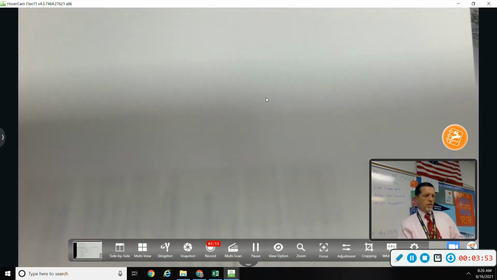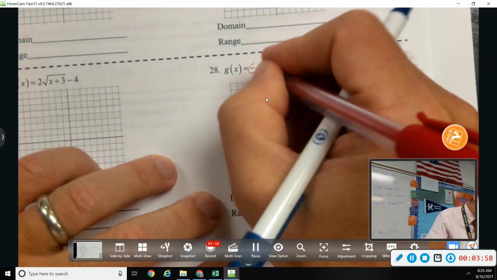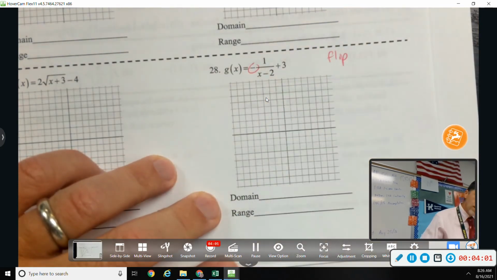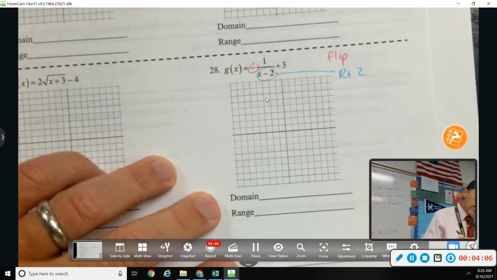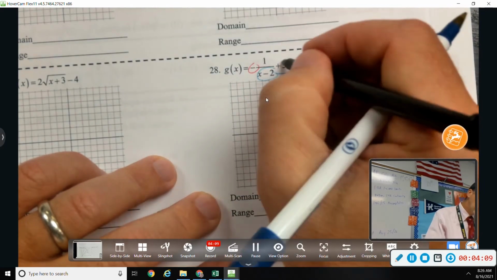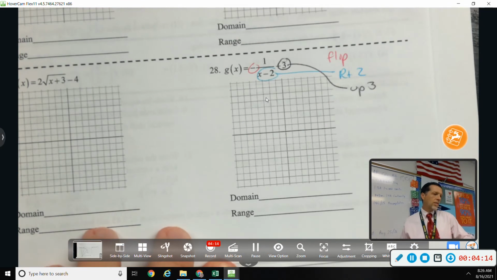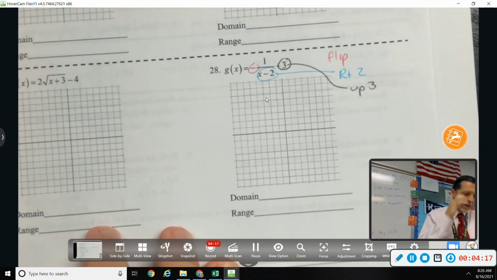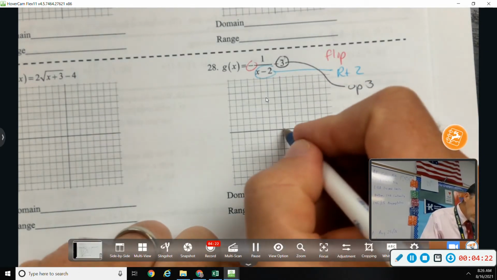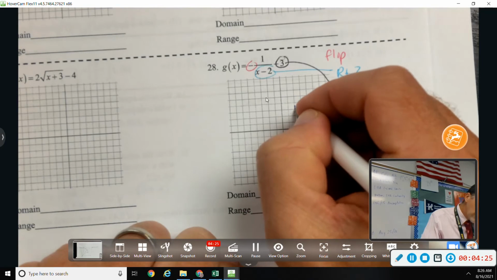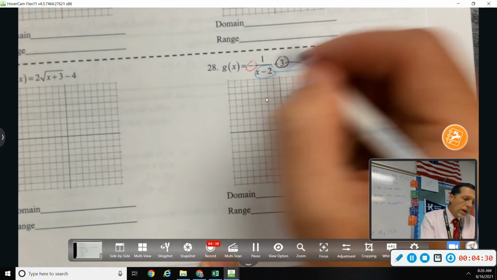Perfect. Reciprocal. Let's see. I like to list out what's happening here. I've got a flip. I've got a right 2. And I've got an up 3. Now it doesn't say to state the transformations, but I think that's the most helpful way to do it. So right 2, up 3. So that's sort of my new origin right there.